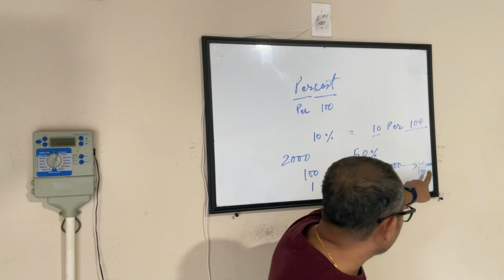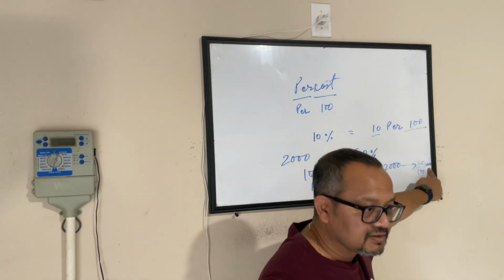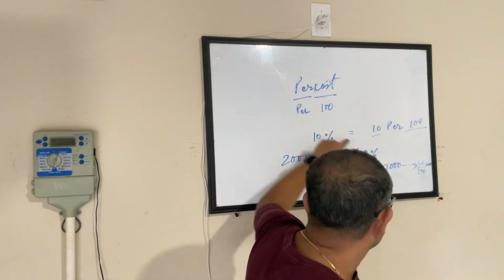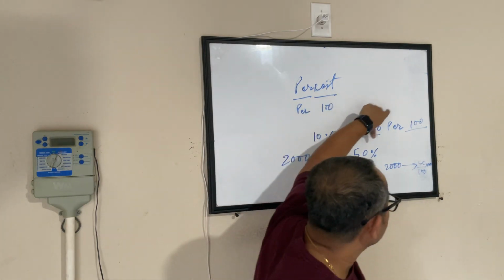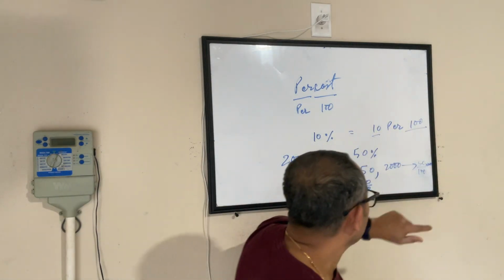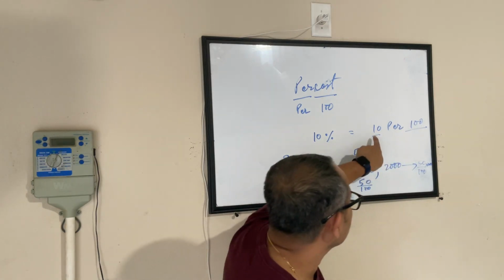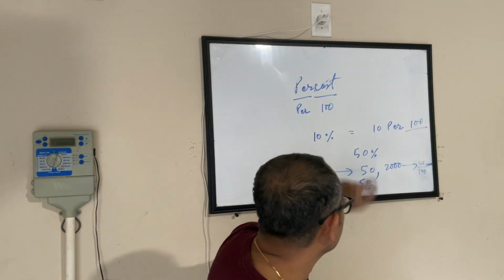That is how you calculate 50% of 2000. Again, hear me out. 10% means 10 per 100. Meaning if you talk about 100, you are going to get only 10. That is what 10% is.